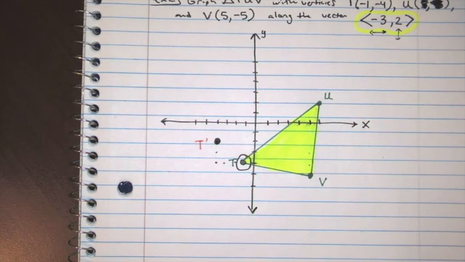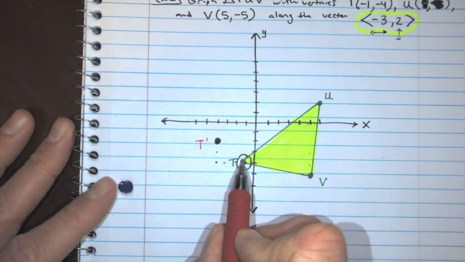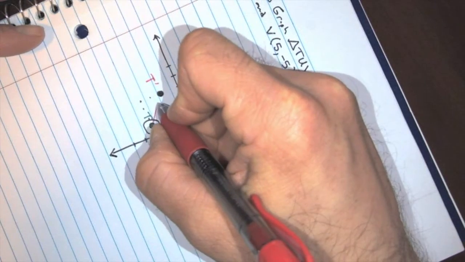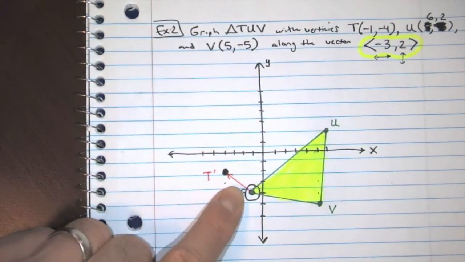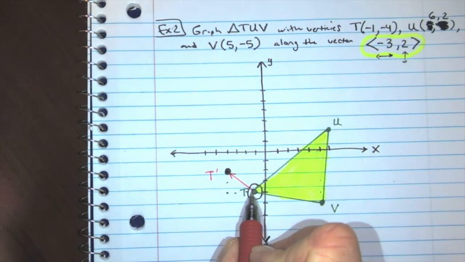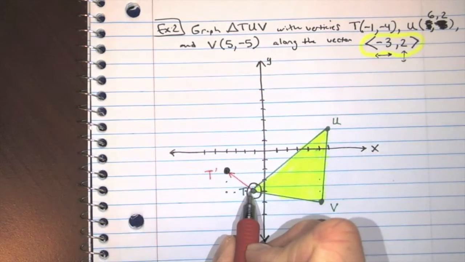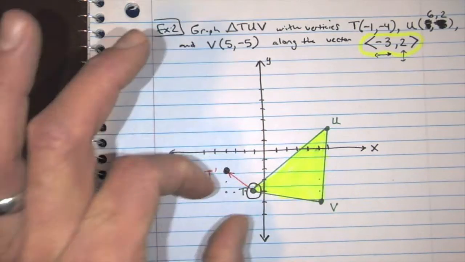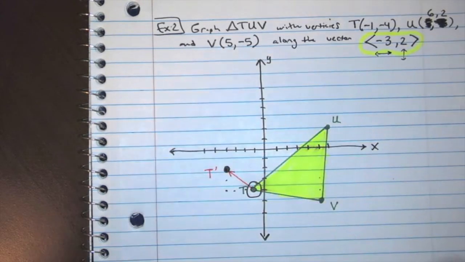That's T prime. I'm going to have you connect T with T prime. Start at T, go to T prime. That is the vector, everybody, of -3, 2. We are going 3 to the left, and 2 up. That's the vector -3, 2. Notice how it has a direction, up and to the left, and a distance. It's about that big. Let's do the same thing for the other ones, folks.